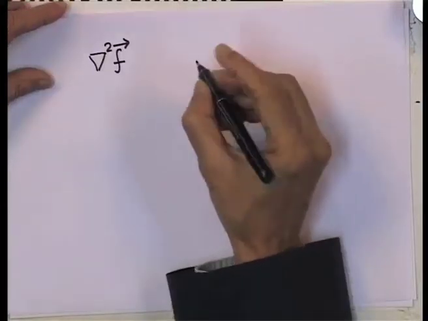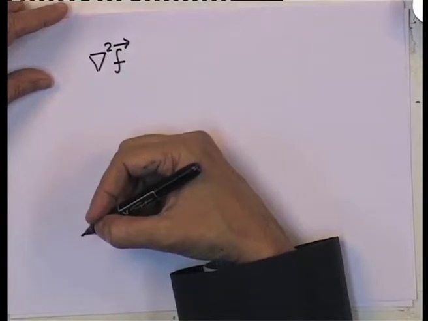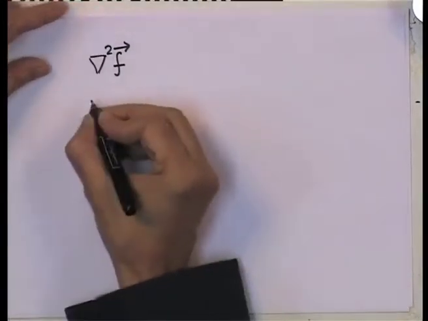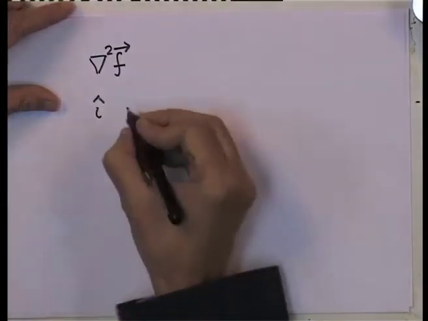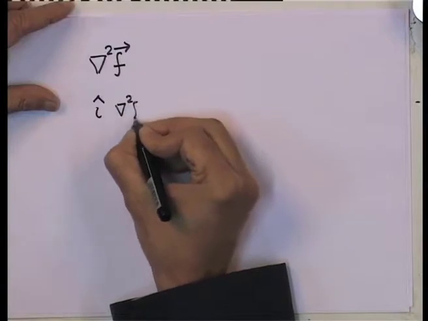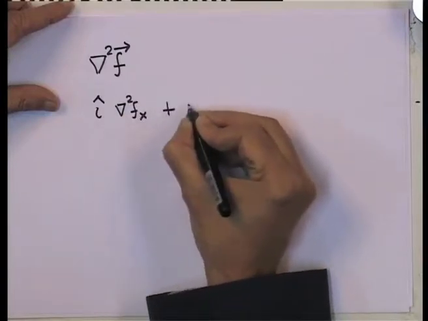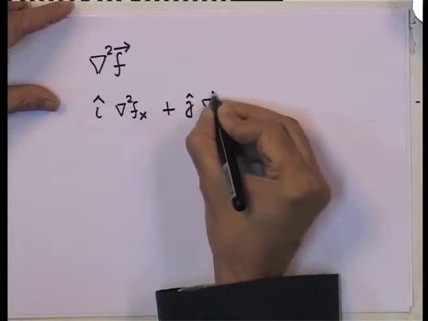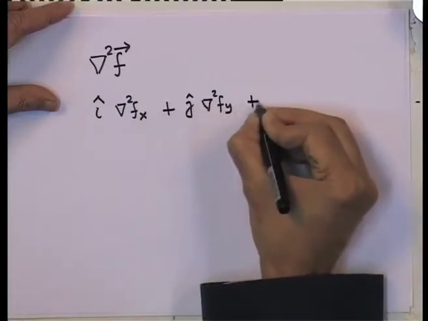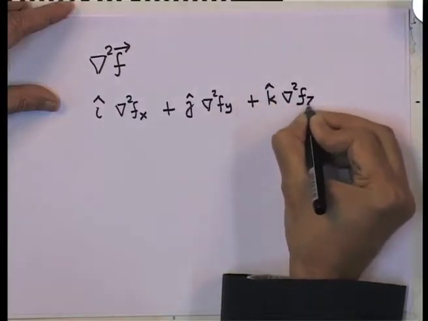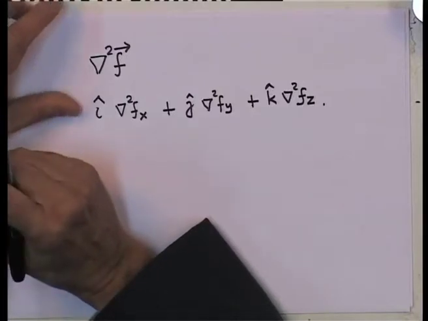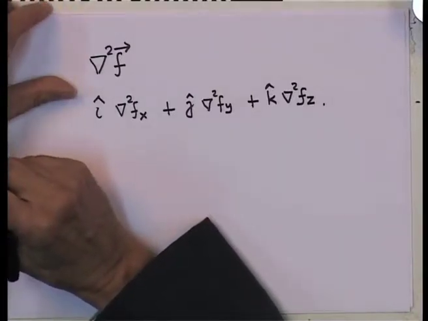These are basically 3 terms there. So, in other words, I have a vector giving me unit vector i times del square f x plus unit vector j times del square f y plus unit vector k times del square f z. Notice f x, f y and f z are scalar functions. So, del square of each one of them is defined as per our previous discussion.